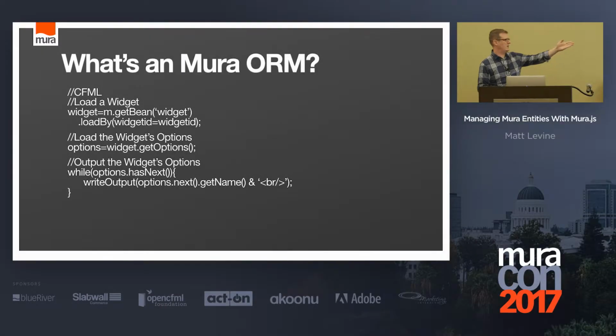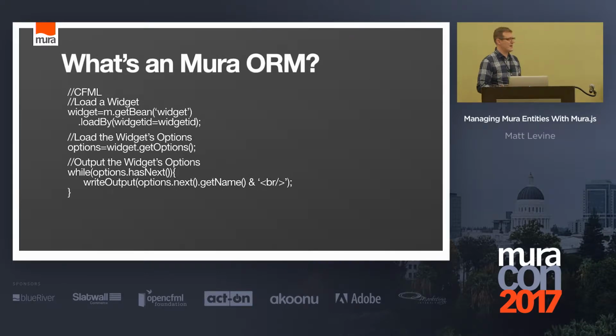Then you can just pull out widget.get options, and you notice I didn't say iterator there. In Mura 7, the default return type for the property is an iterator. So if you don't explicitly say iterator, it will return an iterator. Otherwise, you can say get options iterator or get options query.